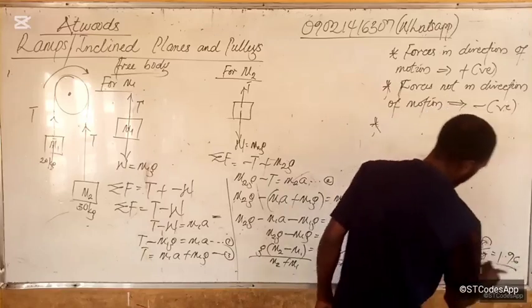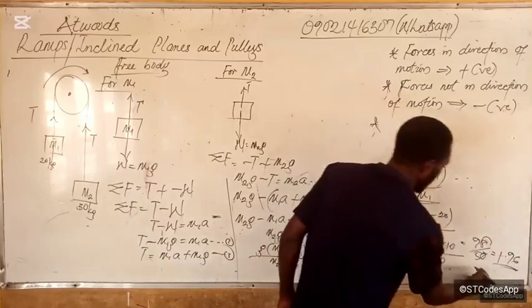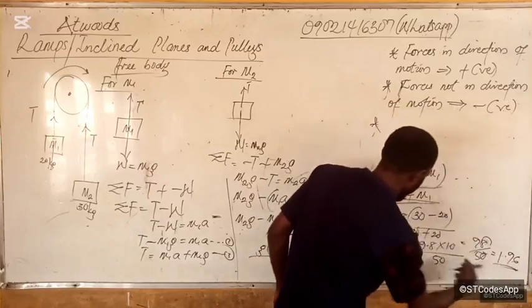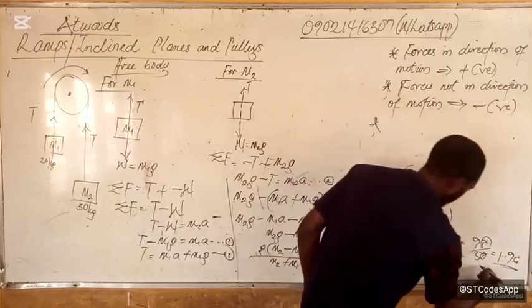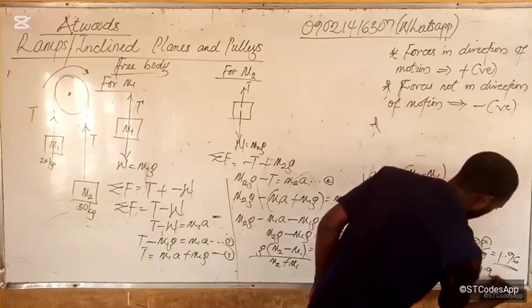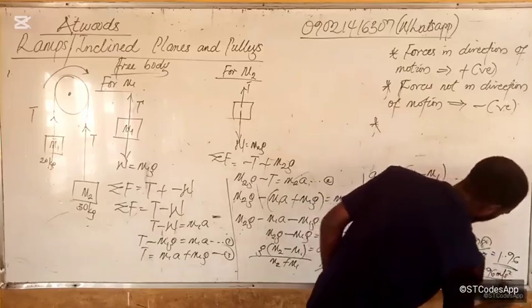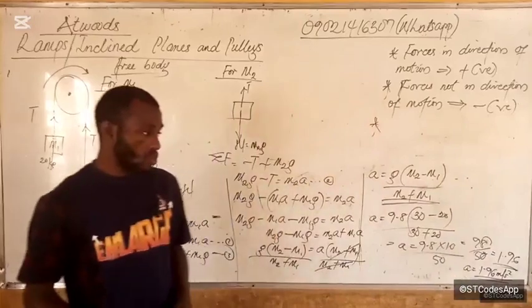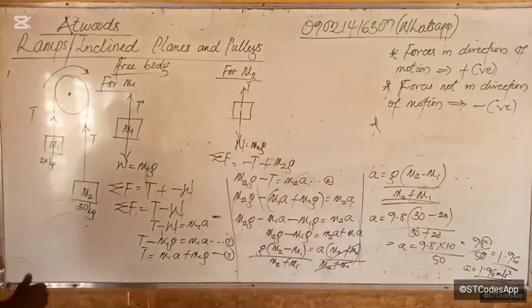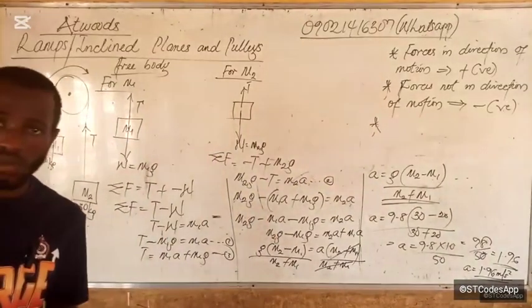1.96. All right. So the answer will be 1.96 meters per second squared. So acceleration is 1.96 meters per second squared. That's approximately 2. So that's if you are given the values of the masses. Now, let's consider the second ramp system.